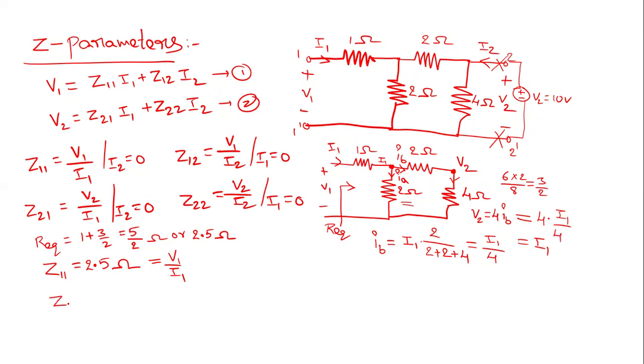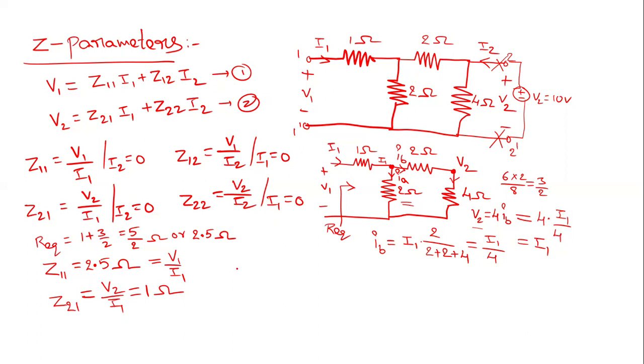Now Z21 is V2 by I1. Here we have obtained V2 equal to I1. Magnitude-wise, V2 is equal to I1 multiplied by a 1 ohm resistance. So V2 is equal to I1, and V2 by I1 is 1 ohm. Okay, this is how we can find the Z parameters Z11 and Z21.